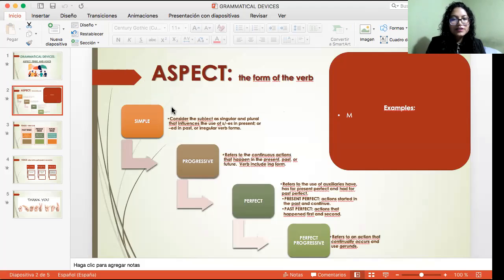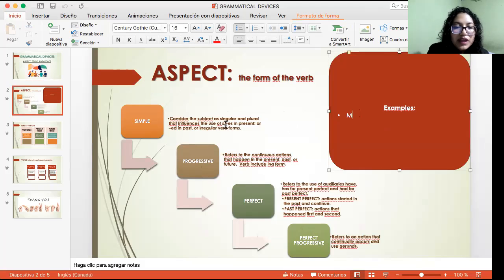Let's analyze the first, that is aspect. The aspect refers to the form of the verb, the form that the verb adapts according to the constructions that we are using. Here we have simple, progressive, perfect, and perfect progressive. The simple aspect considers the subject as singular and plural, which influences the use of s or es in present, or ed in past, or the irregular verb forms.